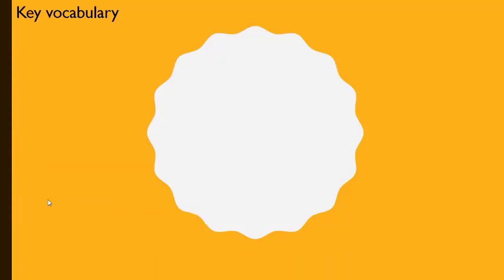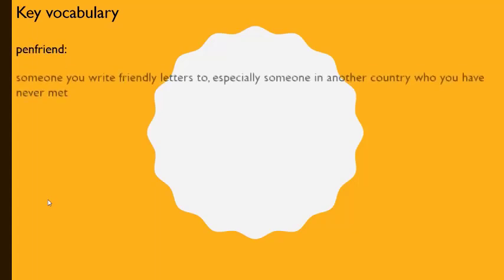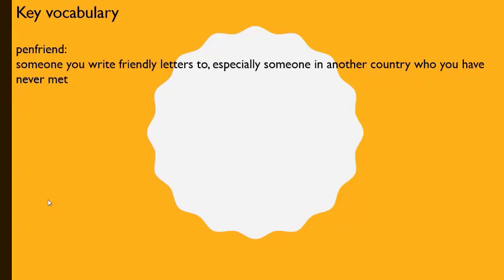Now let's go to the next page. It's about the answer of the vocabulary. So the first word that starts with letter P is pen friend. The friend that you write letters to, we call pen friend. Pen here we use it to write letters.